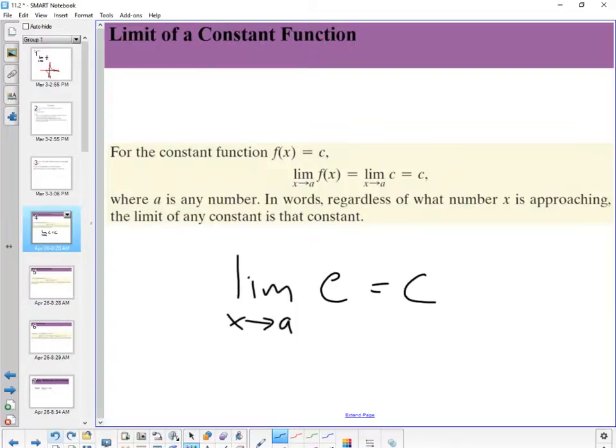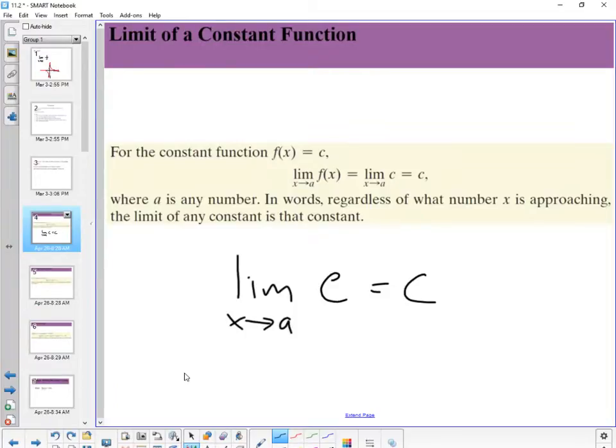So if they're asking for the limit as x approaches 5 where the function is just 7, then the answer is 7. Now, let me show you graphically because I think a lot of us are very visual. I should just say a limit of just the numbers, a constant. If my constant is 12, then the limit as x approaches any value would still just be that constant number.